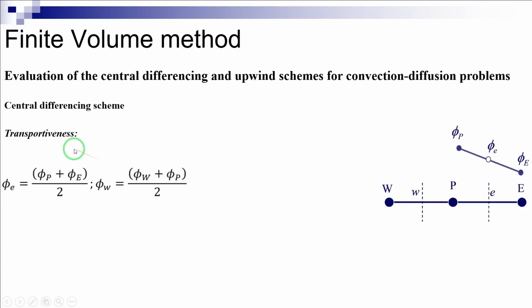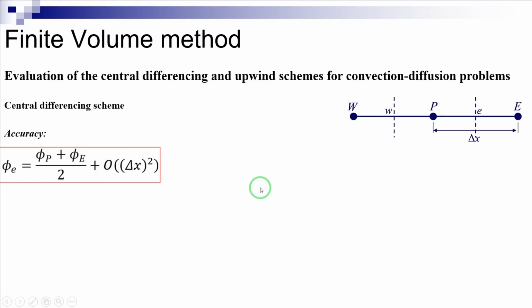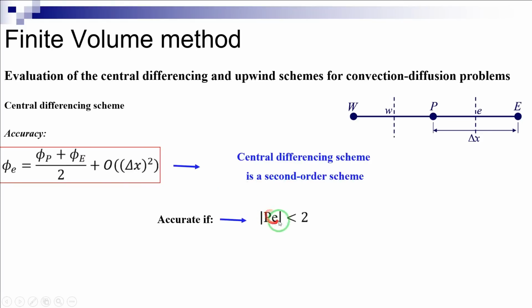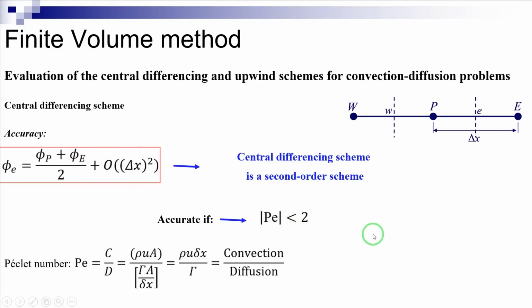Transportiveness. To calculate the diffusion and convection fluxes, the central differencing scheme considers the effect of all adjacent nodes on a mutual phase, as we can see here. Therefore, this scheme is unable to identify the flow direction or the strength of convection relative to diffusion and does not have the property of transportiveness for large Peclet numbers. Accuracy. The central differencing scheme has a truncation error of second order. In order for the scheme to be stable and accurate, it is only necessary to guarantee that the Peclet number is less than 2. The Peclet number, as can be seen here, is a function of fluid properties, gamma and rho.